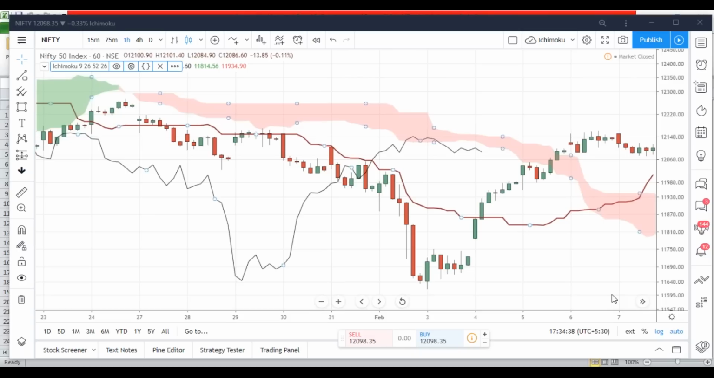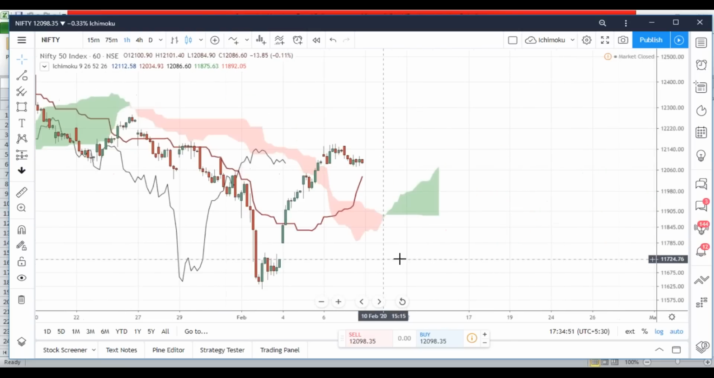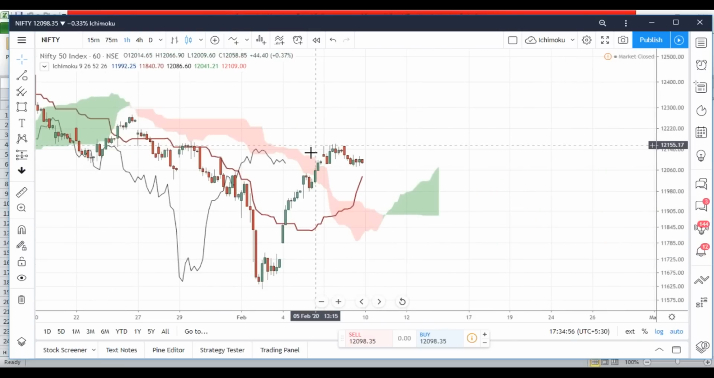Yes, you are right, you will get a little earlier signal in the case of the cloud breakout using the Chikou. Another way to reduce the lag is multi-time-frame analysis. Right now, on the 1 hour chart, Nifty is trading above the cloud. That means our trend is confirmed and bullish. So I will not go for any short trade unless Nifty starts moving below the cloud on the hourly chart. Now I will use a smaller time frame to take entry.